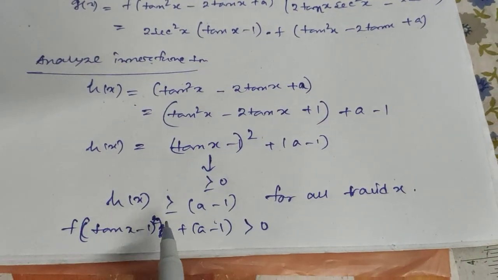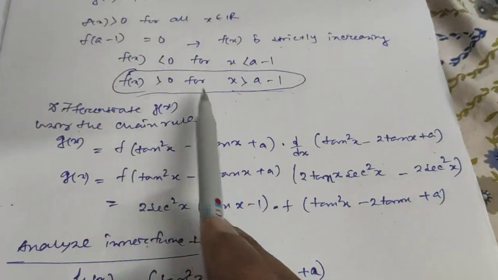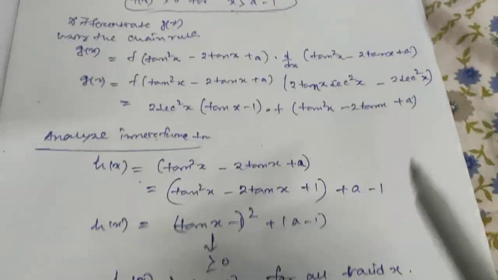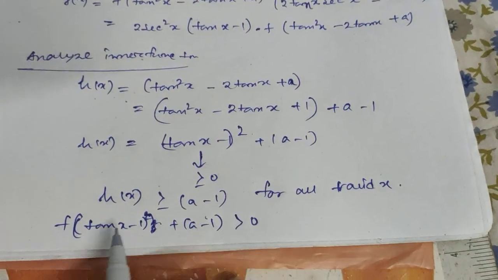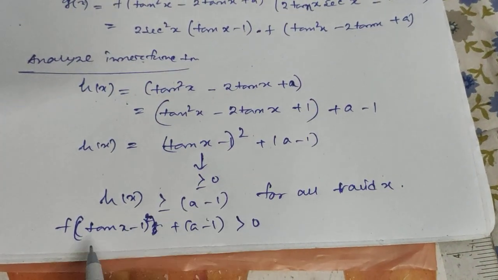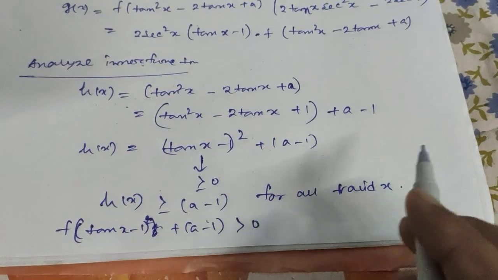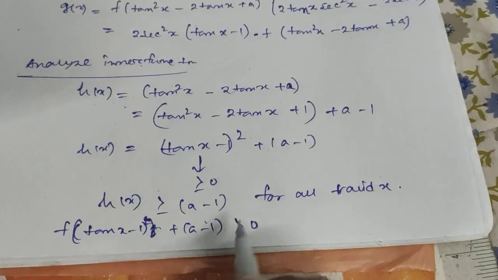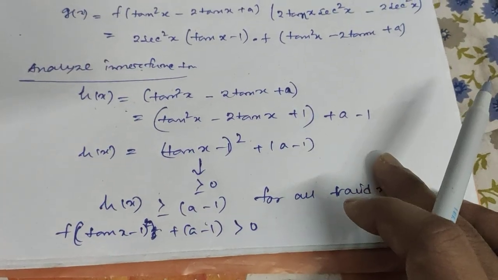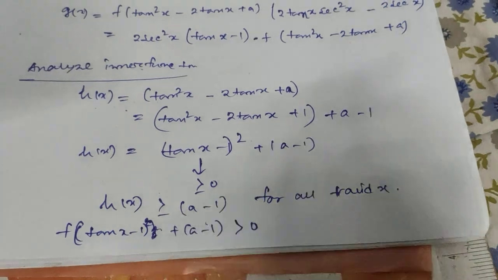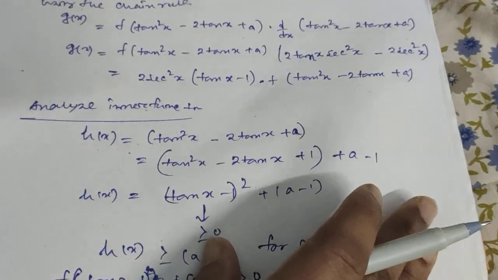So in the same way, f of this part is greater than 0, as mentioned, for all x greater than a minus 1. So that's why we can write that f of (tan x minus 1) whole square plus a minus 1 is greater than 0. Clear? And h(x) will be greater than 0, and this is greater than a minus 1, right? So we can write this one.